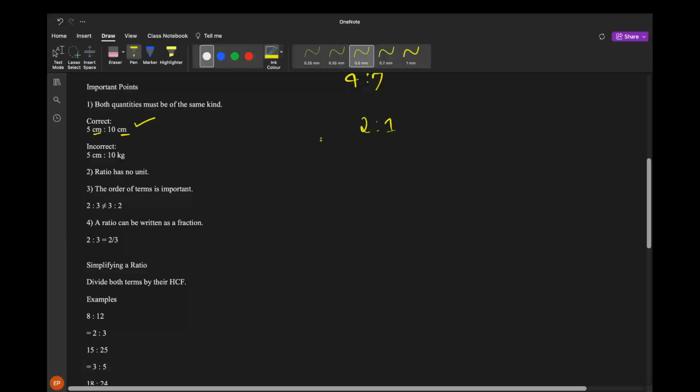Usually we use ratio to compare. 5:10, both are the same unit, centimeter, so we can compare. What about here? 5 centimeter and 10 kg. Can we compare centimeter to kg? Like 15 centimeter height and 50 kg. We can't, because both must belong to the same kind. This is an incorrect one.